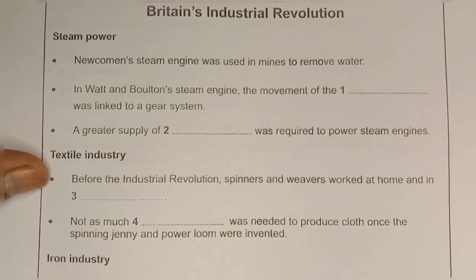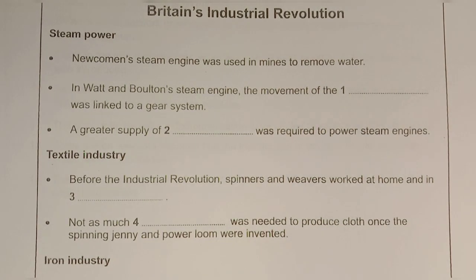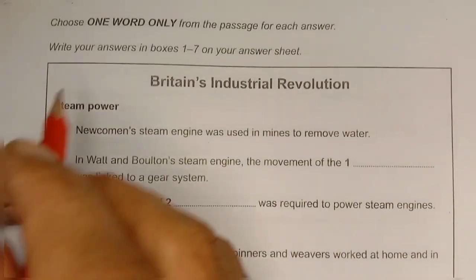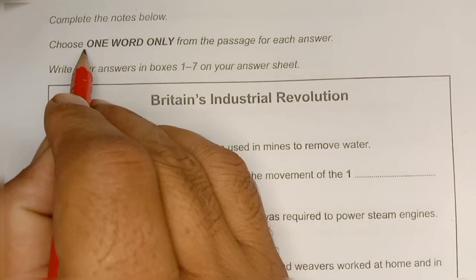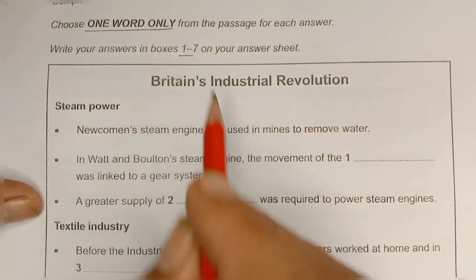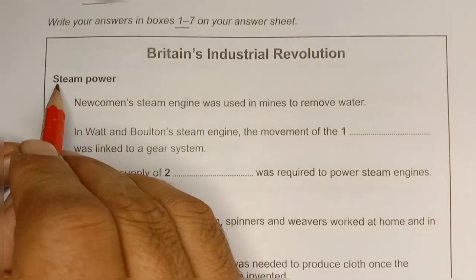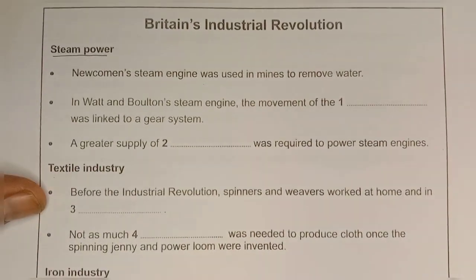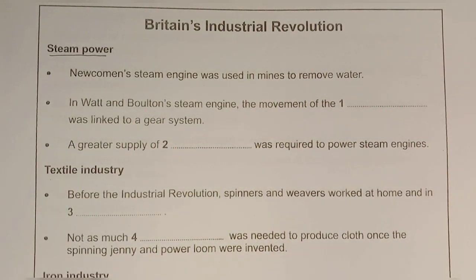This one, as I have already suggested to you, whenever you see these kinds of completing summary or completing notes, do it on a priority basis, because they are the only questions that boost your morale and enhance your confidence. So let's do it. First of all, read out its instructions: one word only from the passage. Questions 1 to 7, Britain's Industrial Revolution, steam power. We are going to underline the keywords.